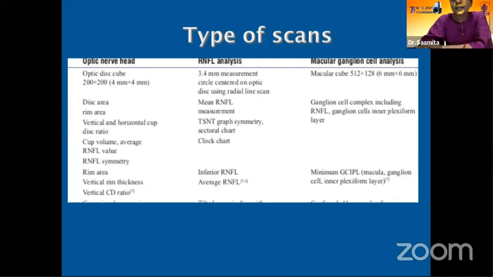The types of scans in Cirrus HD OCT are three: optic nerve head scan, RNFL analysis, and macular ganglion cell analysis. In optic nerve head scan, there are various parameters which are studied: disc area, vertical and horizontal cup ratios, and RNFL symmetry, rim areas. And RNFL analysis has the TSNIT graph, symmetry, sectoral charts, and clockwise charts. Macular ganglion cell analysis is the newer one, in which different machines segment the macula differently. Some machines segment it in GCL and IPL layer, as in Cirrus HD OCT. In Spectralis, the whole of the macula is screened.